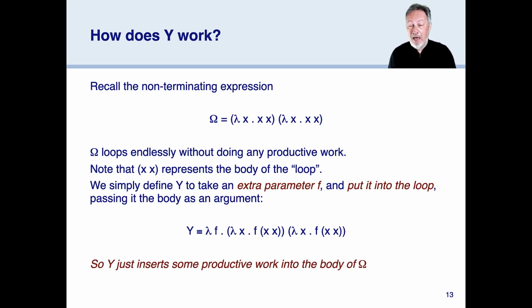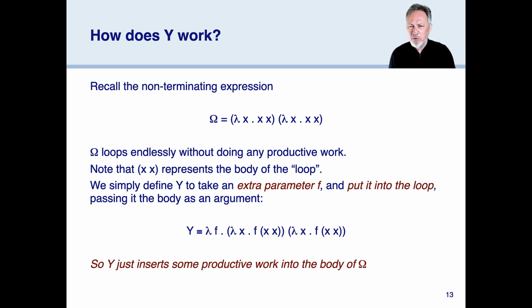Well, how does this thing work? Let's have a closer look. Recall omega. We saw that last week. Omega was lambda x dot xx applied to itself. Remember that in a single beta reduction, we get omega back again. In other words, by beta reduction, we never arrive at a normal form.